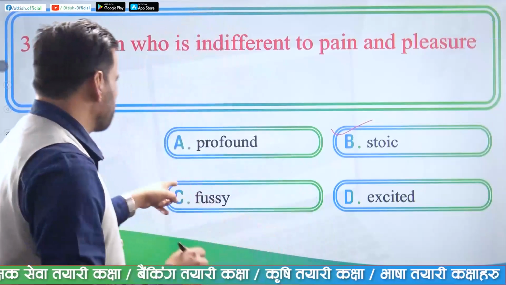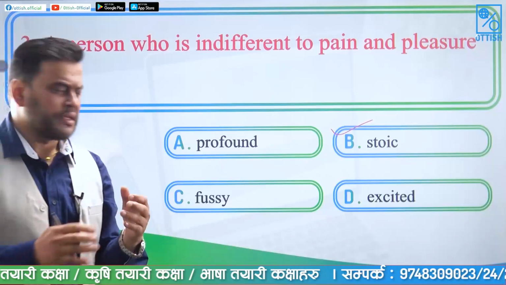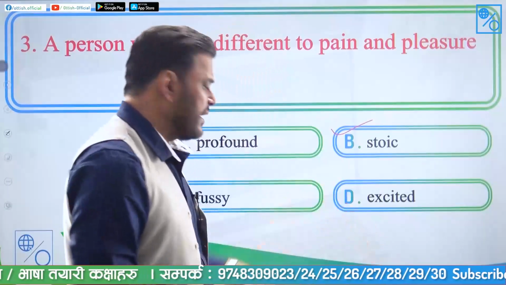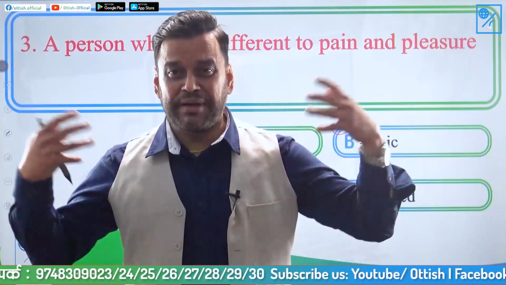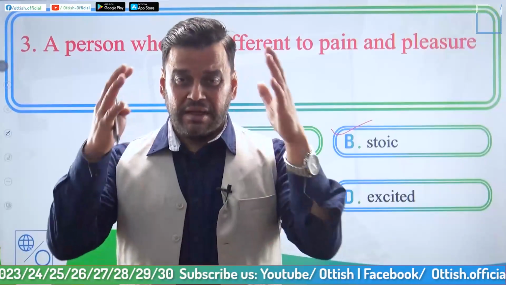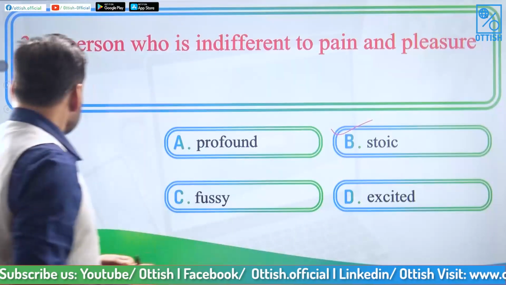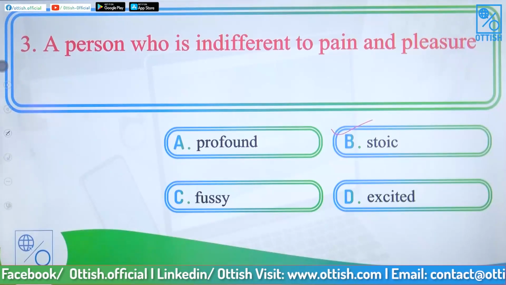So this sort of person is called what? Fussy, and we call him, you can say, difficult to please. Excited. You understand the meaning of excited. So excited, like I'm very excited to go somewhere or to do something. That is what excited means. Now let's go to question number 4.